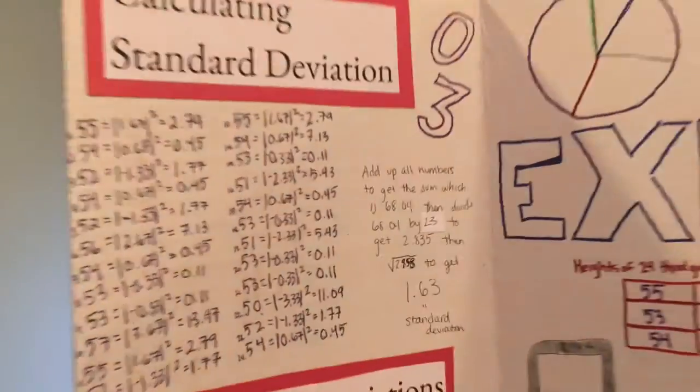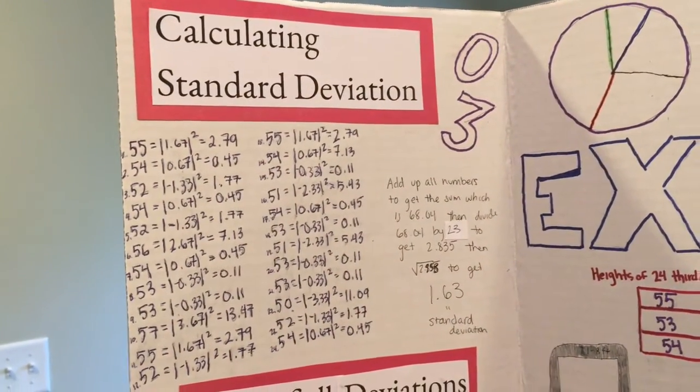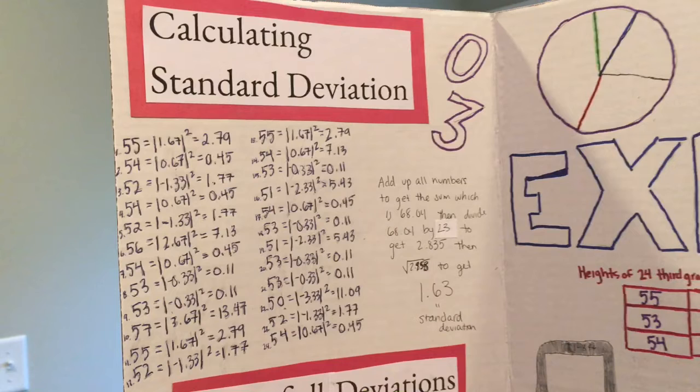With that mean, we needed to find the standard deviation, and to do that, we started by subtracting the mean from the data points. Using the differences between the mean and the data points, we took the absolute value, the difference away from 0. From those differences, we then squared them. For example, for 55, the absolute value of 1.67 squared came out to 2.79. We did that for all 24 data points.